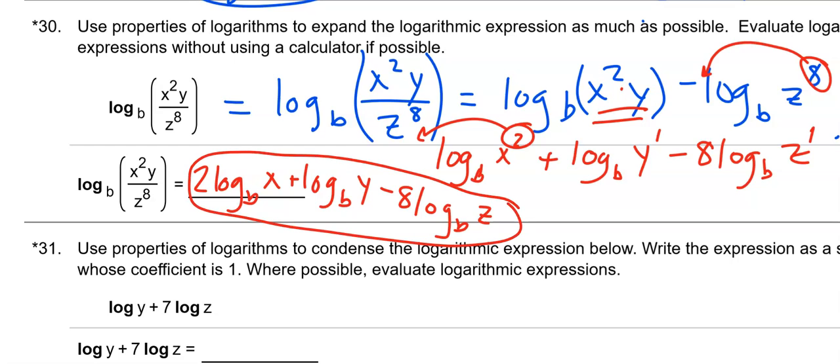A lot of work to show there, folks. Make sure you're showing the work as you go through that. Quite a few steps there.